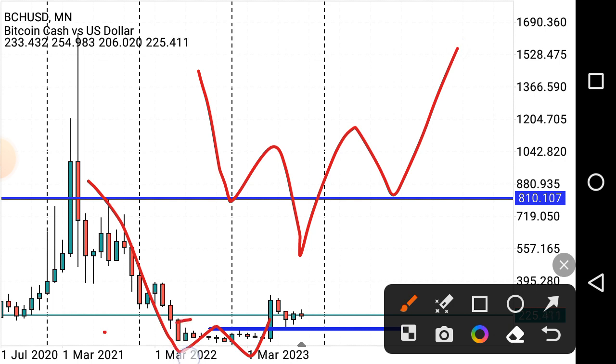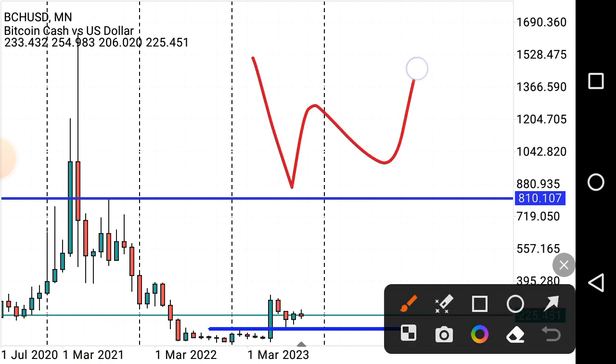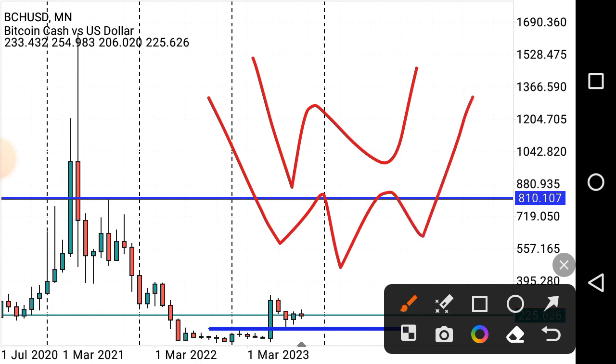As you can see, this side would be the left shoulder, this would be the head, and this area over here would be the right shoulder. We can also see that the structure has a neckline at that point. So whether you want to call it a W formation, double bottom, or an inverted head and shoulders pattern, it's the same thing really, because the same principles apply.